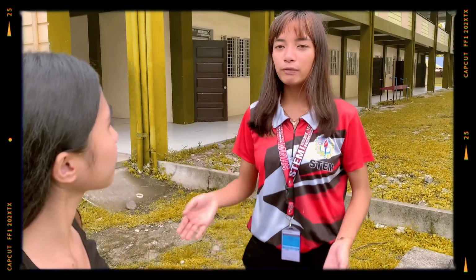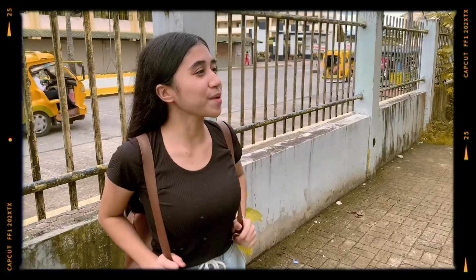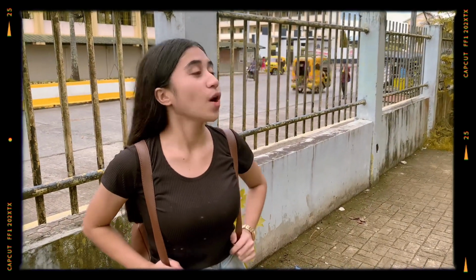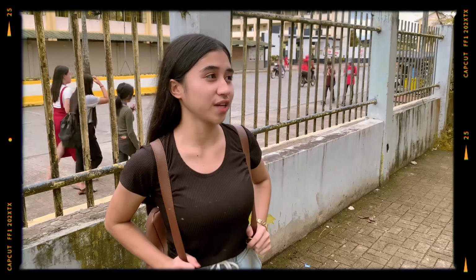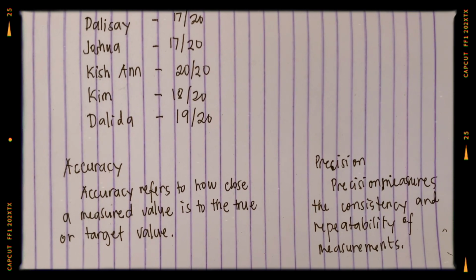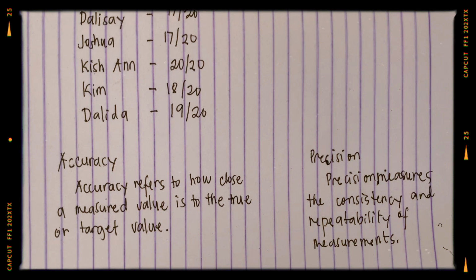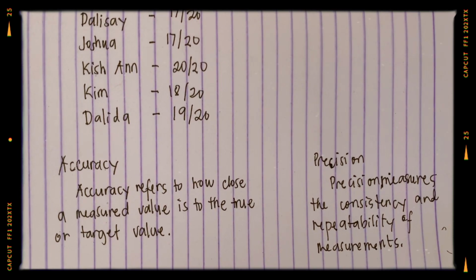And they want to know if their scores are accurate, precise, or both. Let's help them examine their test scores to determine whether they are precise or accurate. Accuracy and precision are two important concepts in the field of measurement and data analysis, often used to describe the quality of data or the performance of measuring instruments.